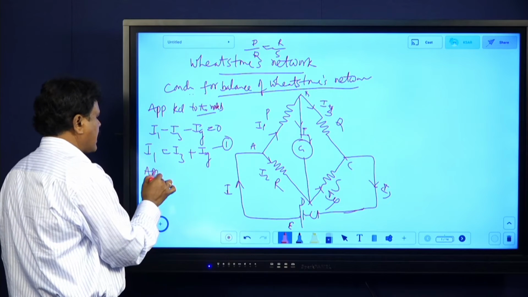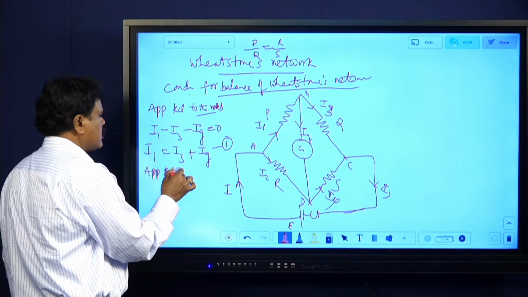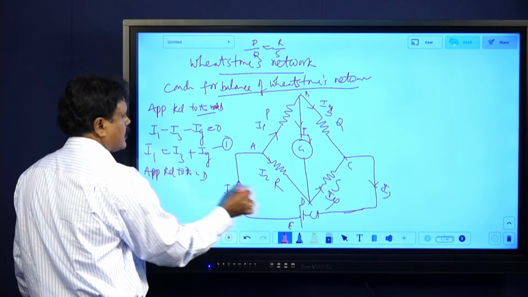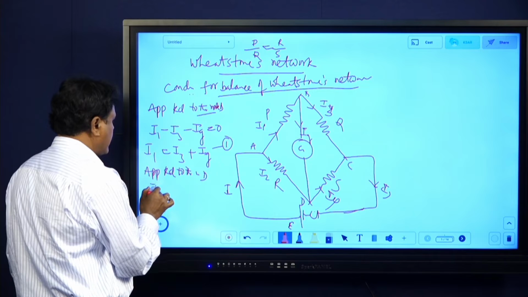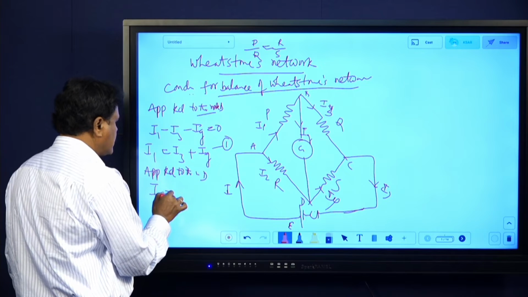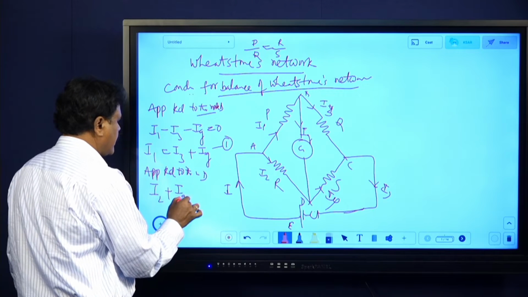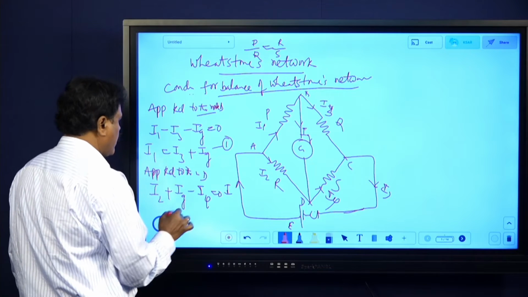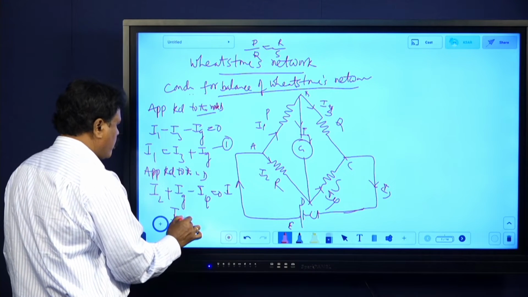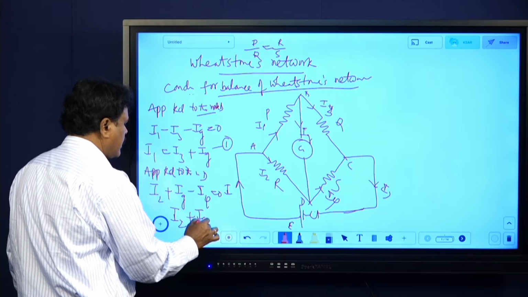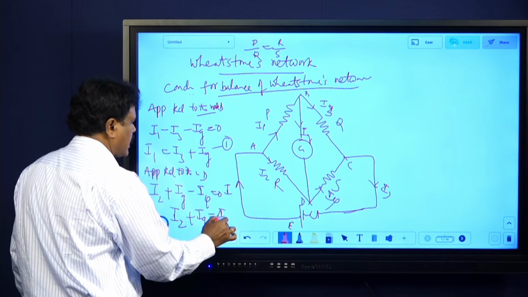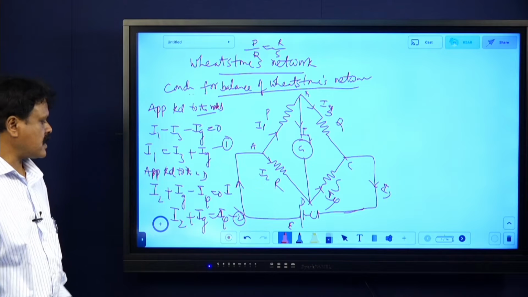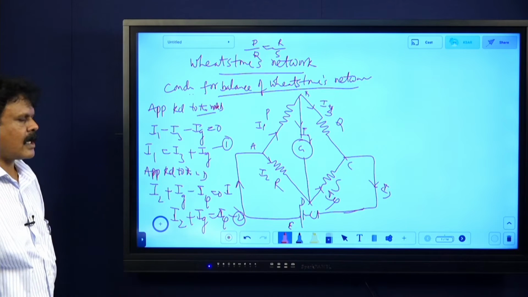Similarly, applying KCL to the node D: I2 is entering, IG is entering, minus I4 equals 0. Now I can put I2 plus IG equals I4. That is equation 2. I1 equals I3 plus IG, I2 plus IG equals I4.